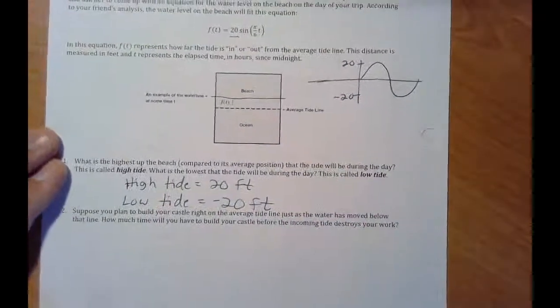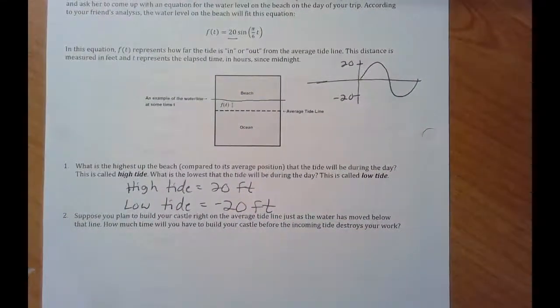The next question says, suppose you plan to build your castle right on the average tide line, just as the water has moved below that line. How much time will you have to build your castle before the incoming tide destroys your work?